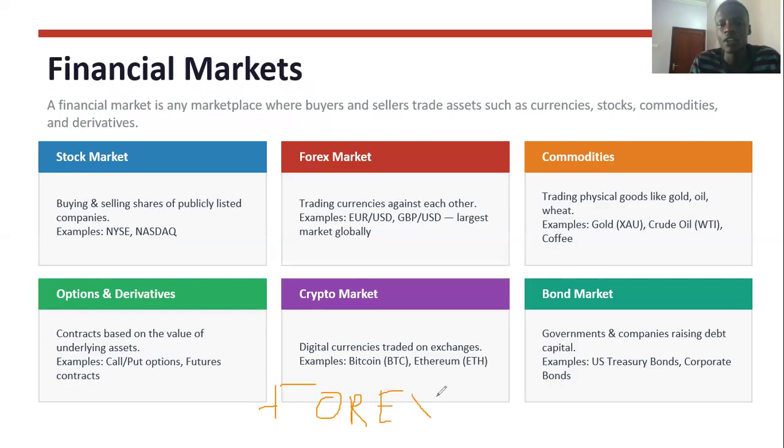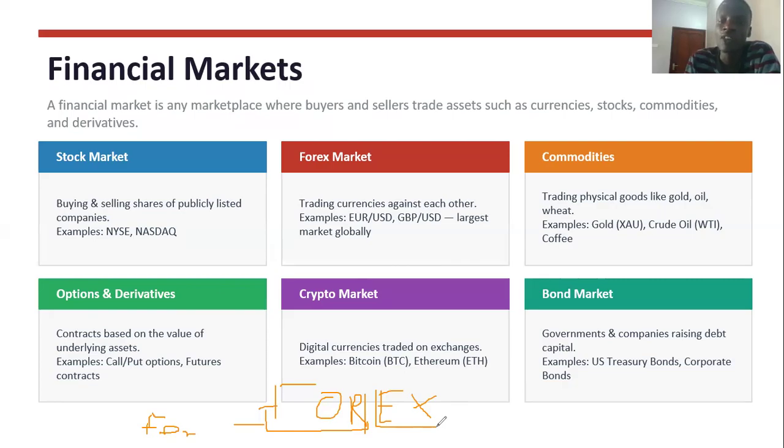Forex. So what does forex mean? This is foreign. Let's take this as foreign. So this mainly relates to foreign exchanges. That's what forex is about. So this is foreign, then this is exchange. You get it? So this is the foreign exchange of various currencies.